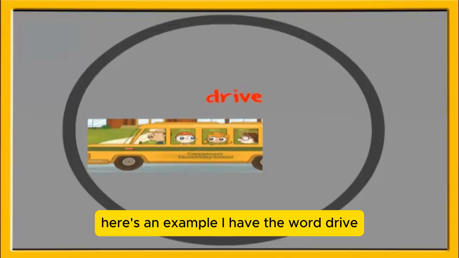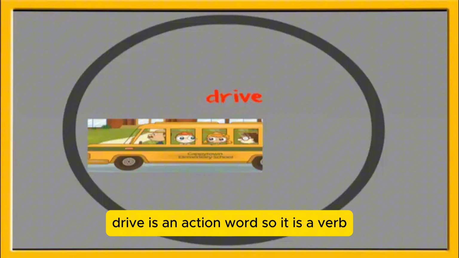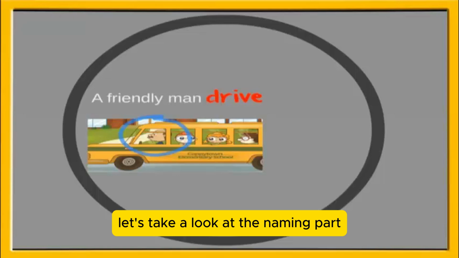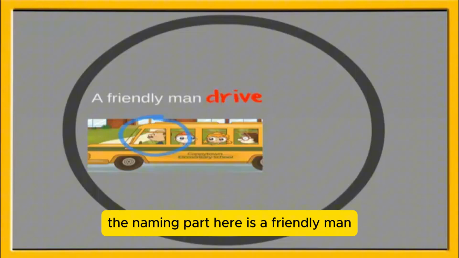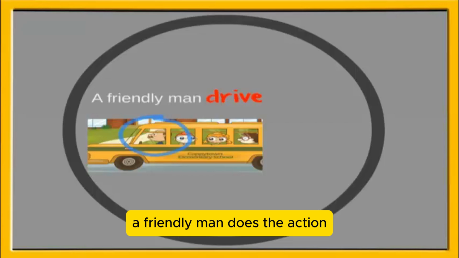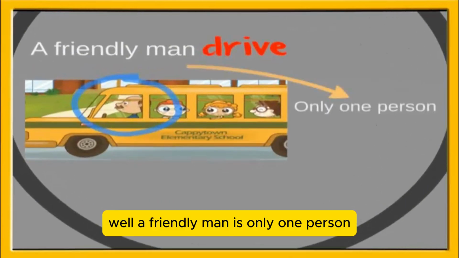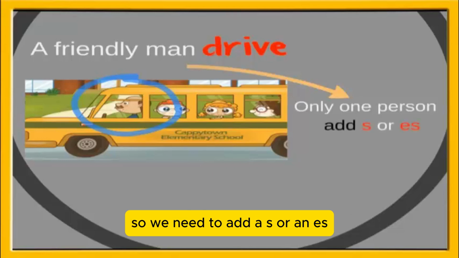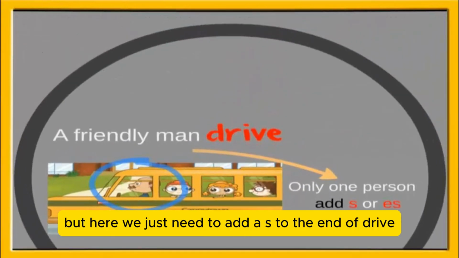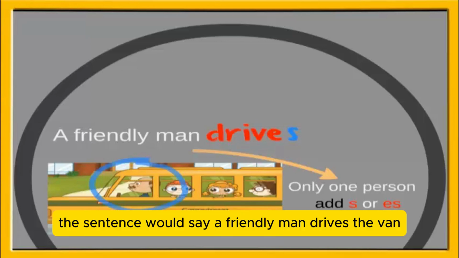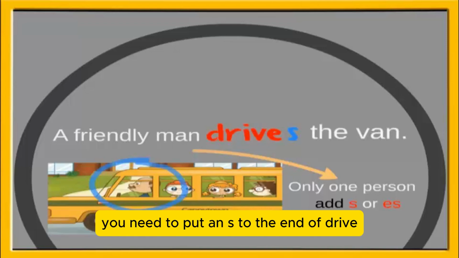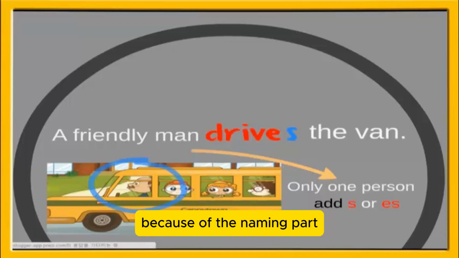Here's an example. I have the word drive. Drive is an action word, so it is a verb. Let's take a look at the naming part. The naming part here is a friendly man. A friendly man does the action. Well, a friendly man is only one person. So we need to add an S or an ES to the end of the verb. But here, we just need to add an S to the end of drive, and it becomes drives. The sentence would say, a friendly man drives the van. You need to put an S to the end of drive because of the naming part.